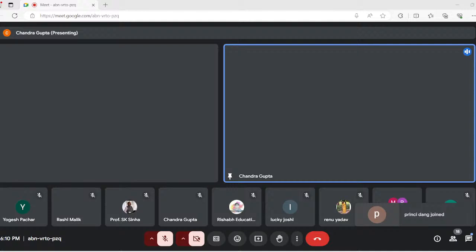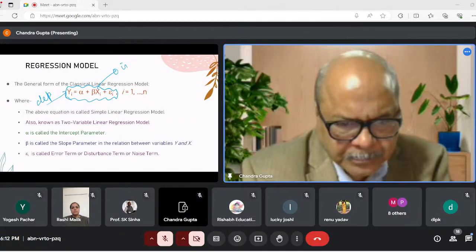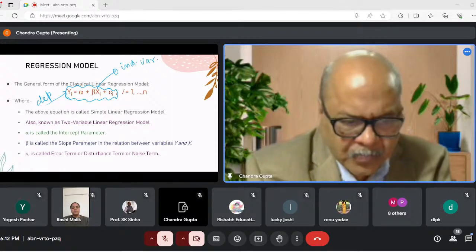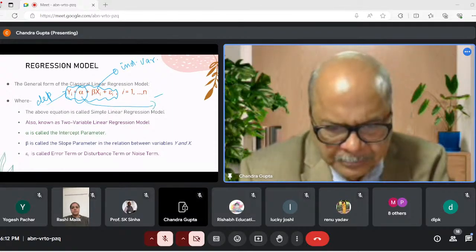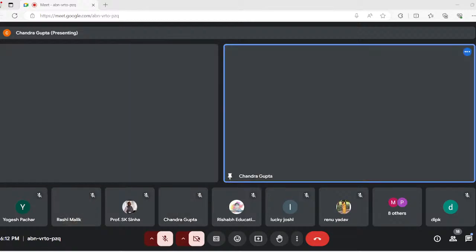And if we take the simple classical regression model, we have y is equal to alpha plus beta x plus error term. So y is my dependent variable, x is my independent variable, alpha is my intercept, beta is my slope, and this epsilon is called my error term.